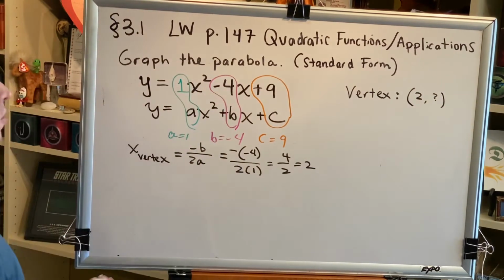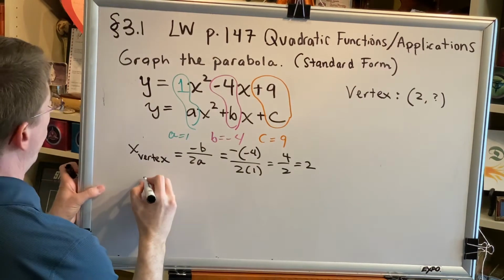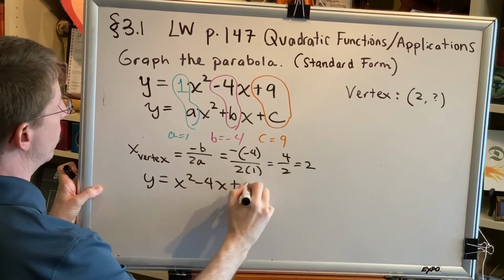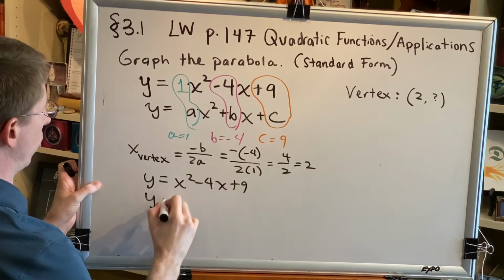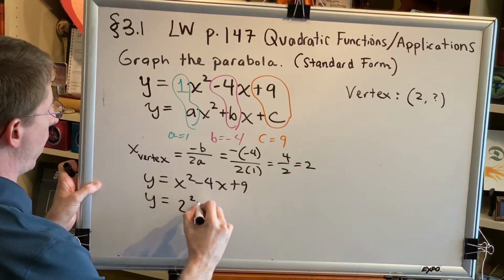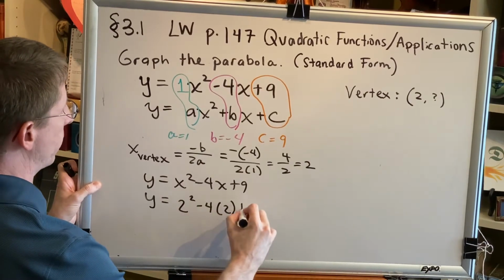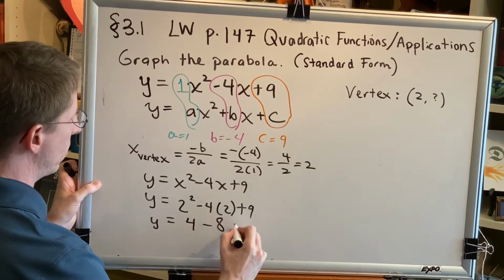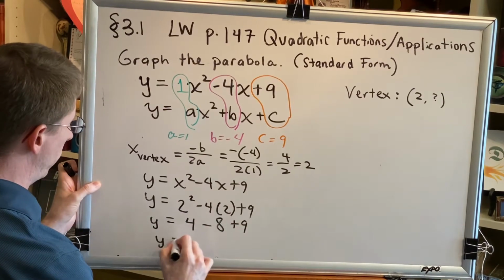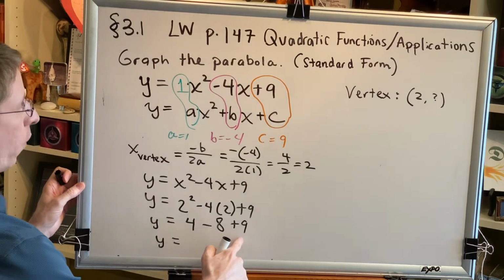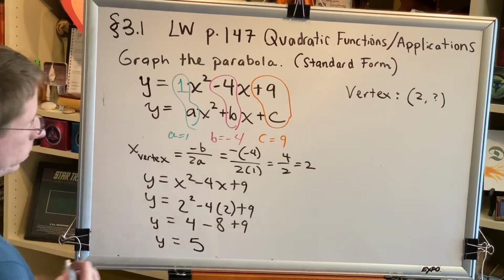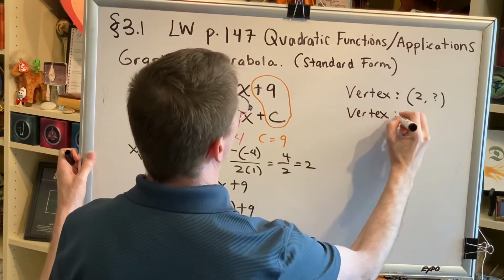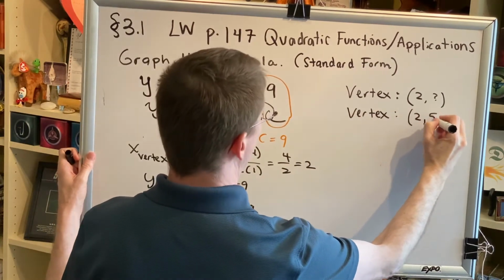Now we just have to plug in to find what is y. Well, we know that y equals x squared minus 4x plus 9. If x equals 2, then we get 2 squared minus 4 times 2 plus 9. y equals 4 minus 8 plus 9. 4 minus 8 is -4 plus 9 is 5. So that tells me that my vertex for this particular problem has coordinates 2, 5.